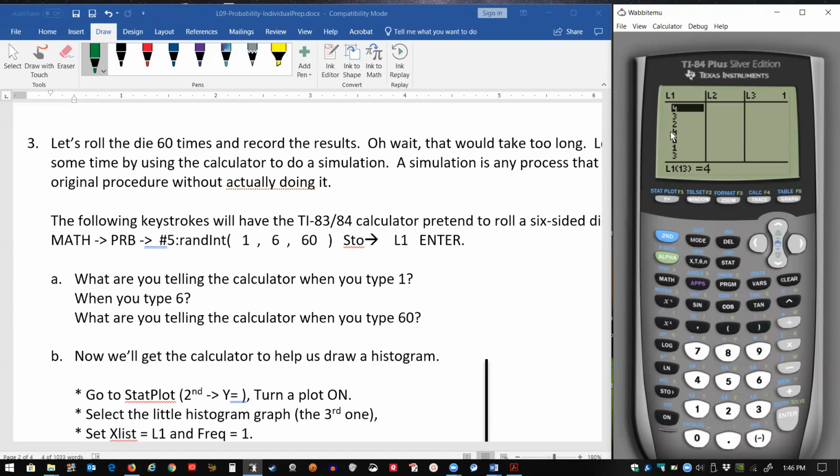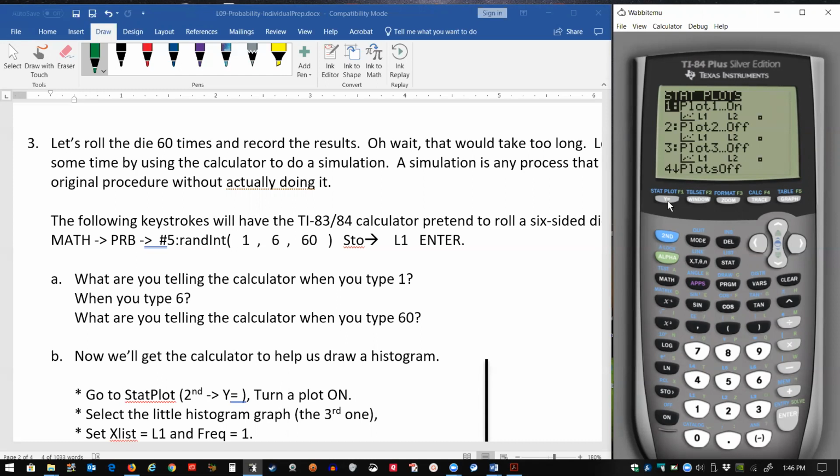So once you have all of your data in the list, in this case our 60 trials, our 60 rolls of a 6-sided die, we're going to go to our stat plot. So let's quit out of this and let's go to second and y equals and open up our stat plot screen.